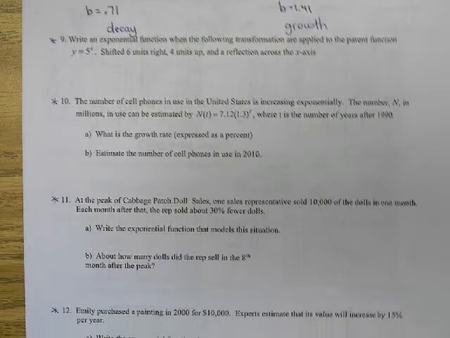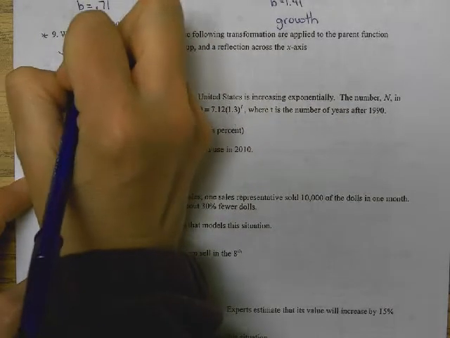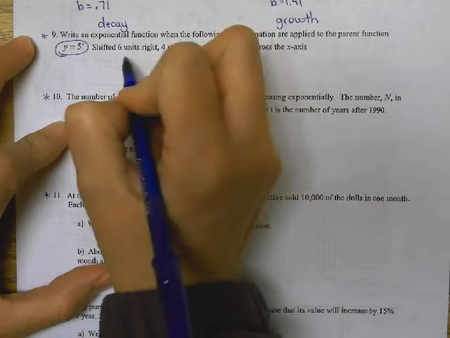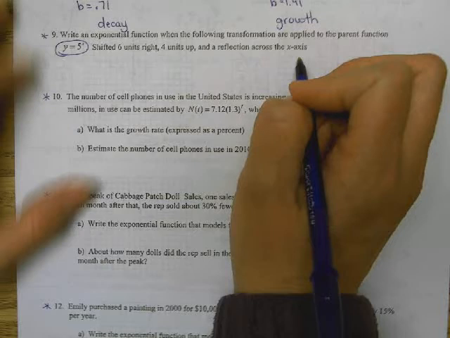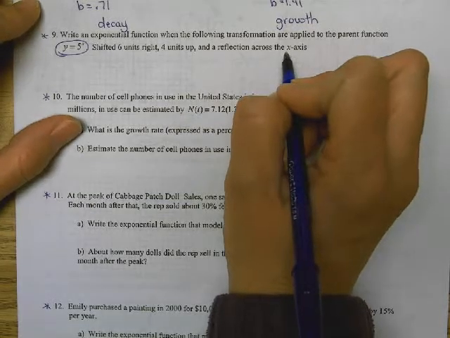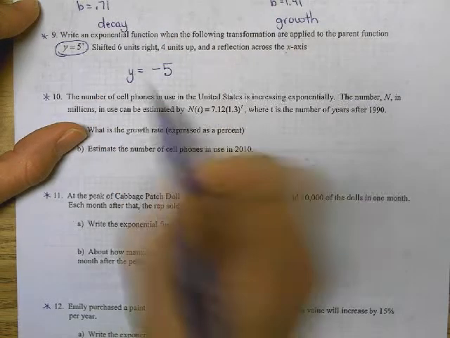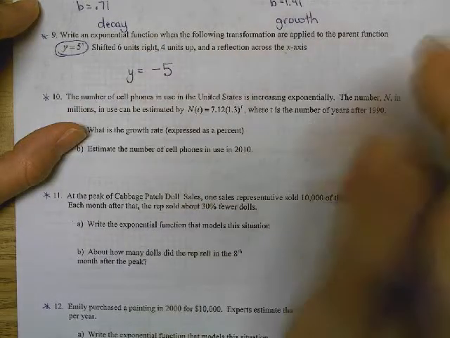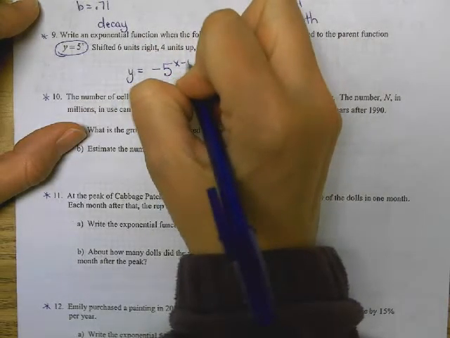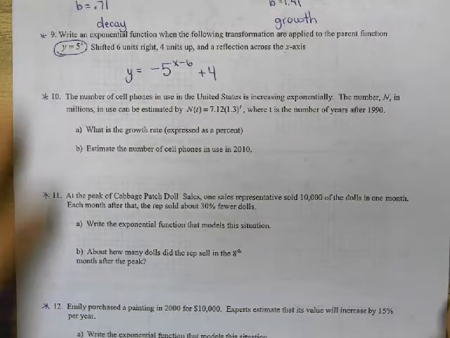On number 9, we are going to write the equation of an exponential function given the parent function and then different transformations that are being made. So our parent function is y equals 5 to the x. I'm going to go 6 units to the right, 4 units up, and a reflection across the x-axis. So a reflection across the x-axis is going to be a negative in the front. 6 units to the right means I'm going to move to the right, so I'm going to say minus 6. And then 4 units up, plus 4 at the end.